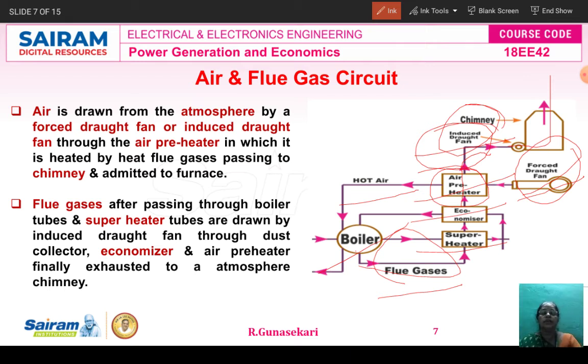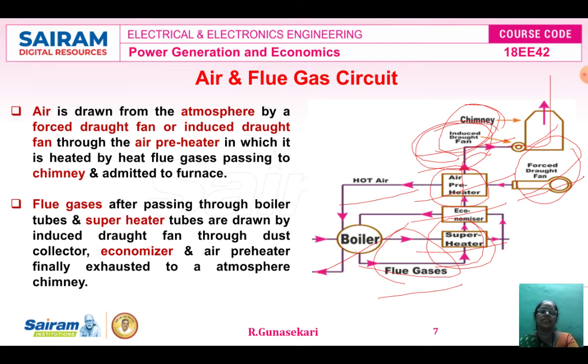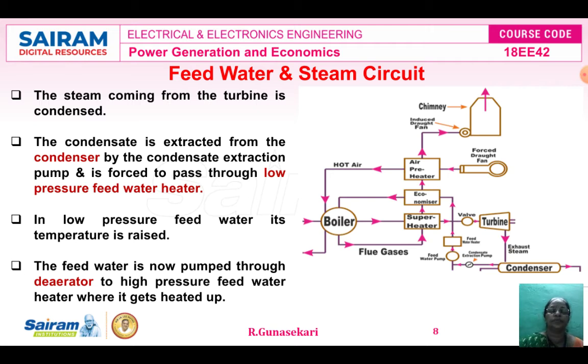Flue gases, after passing through the boiler, are superheated by the superheater, and then these flue gases are drawn by the induced draft fan through the dust collector, economizer and air preheater. Finally, they are exhausted to the atmosphere through the chimney. So this is the operation, that is the function, of the air and flue gas circuit.